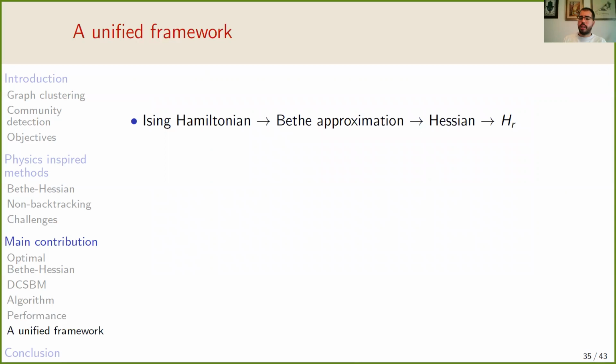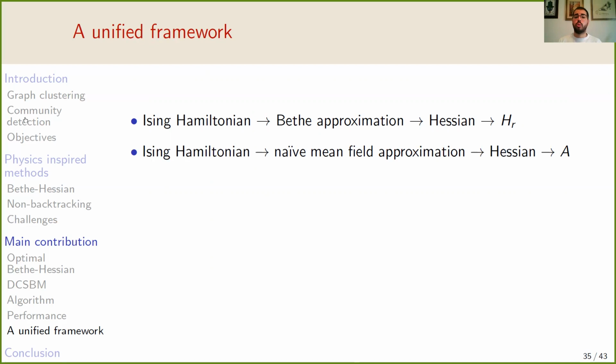We also have an interpretation, as I said at the beginning, of our algorithm and of the competing methods in spectral clustering. First of all, let's start from the adjacency matrix. To obtain the Bethe Hessian matrix, we made the following path. We start from an Ising Hamiltonian, we make the Bethe approximation, we compute its Hessian, and we obtain the Bethe Hessian matrix. If we do the same thing, but we perform the naive mean field approximation, then we obtain a spectral method based on the adjacency matrix. So essentially, comparing the two is the same as comparing naive mean field with the Bethe approximation.